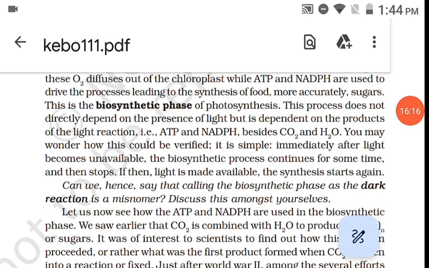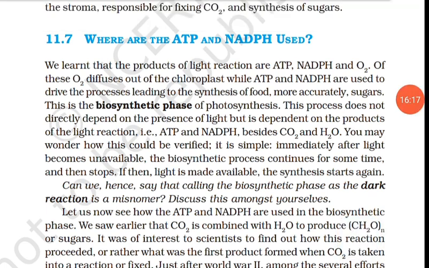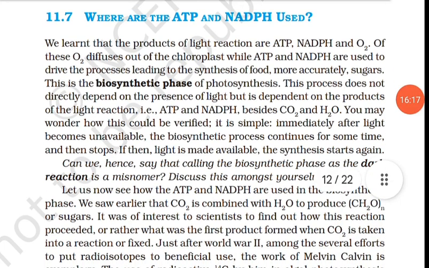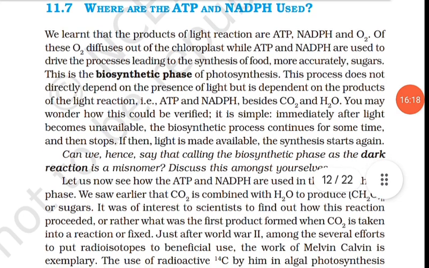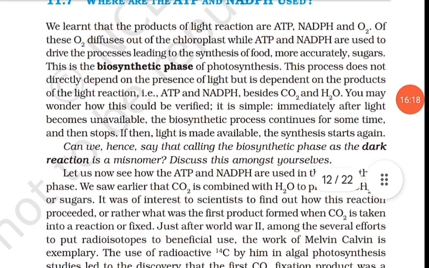Cyclic phosphorylation also occurs when only light of wavelength beyond 680 nanometer is available for excitation. कब होगा cyclic photophosphorylation? जब light of wavelength होगी beyond 680 nanometer available for excitation. Means 680 nanometer से आगे की होगी.